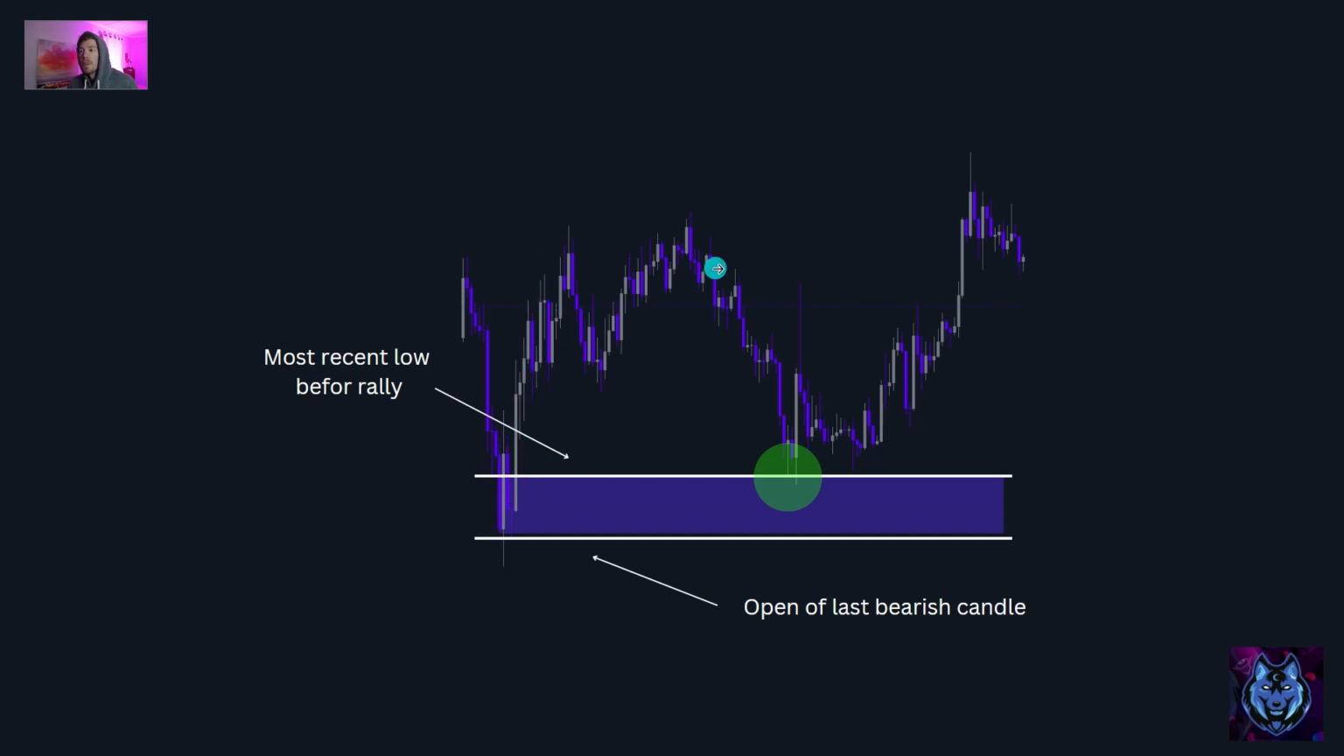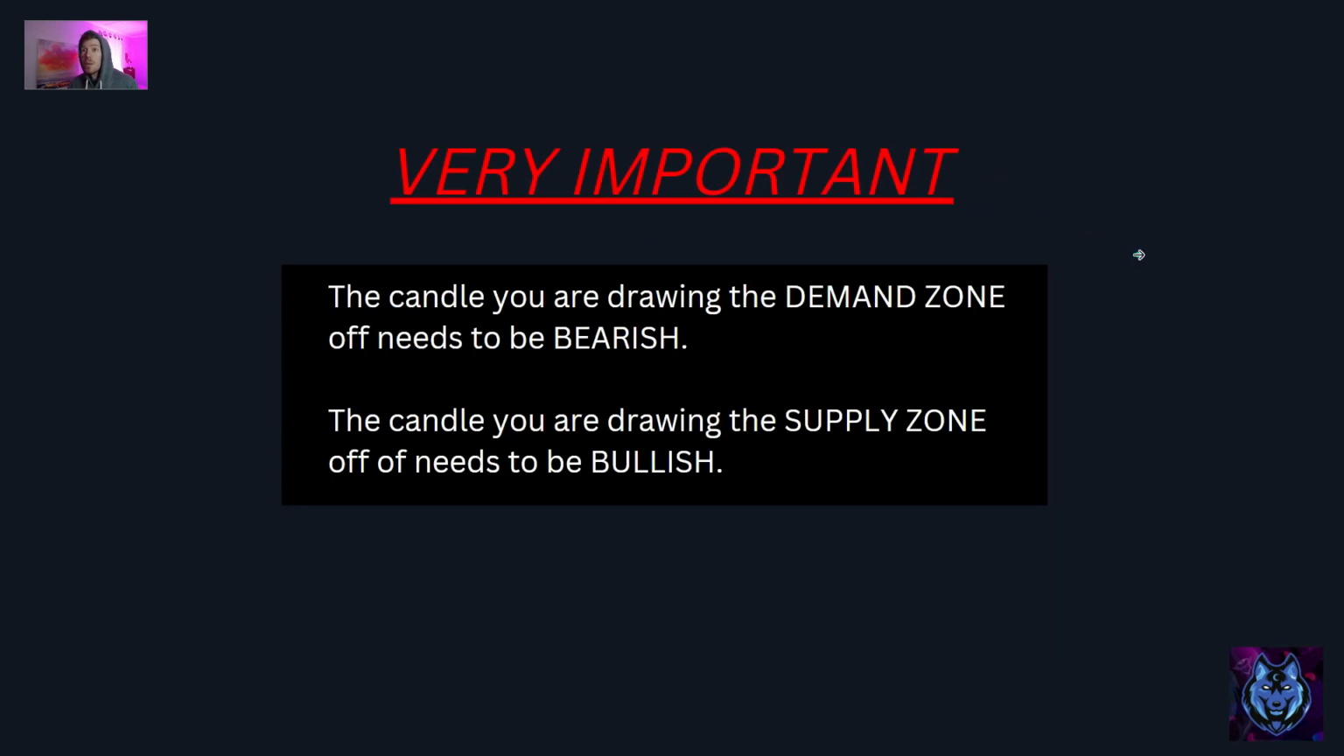Shoots up, comes back, mitigates exactly in the zone, and carries on the trend. This is extremely important to pay attention to. The candle you're drawing the demand zone off needs to be bearish. The candle you're drawing the supply zone off needs to be bullish.